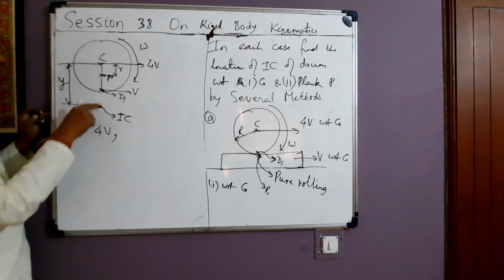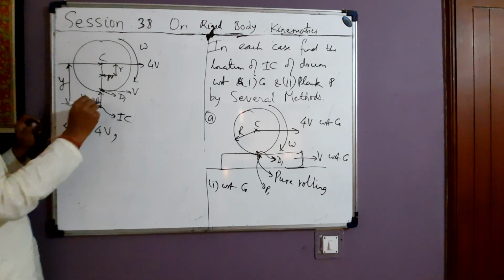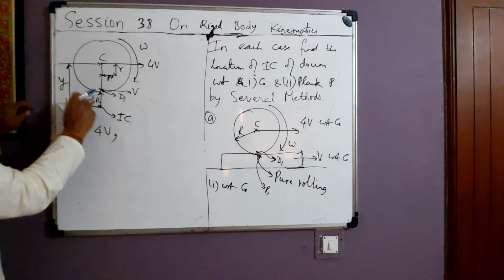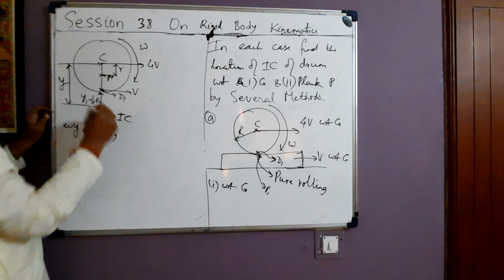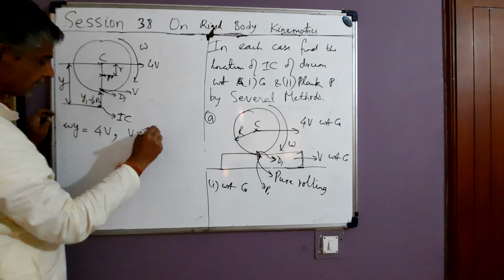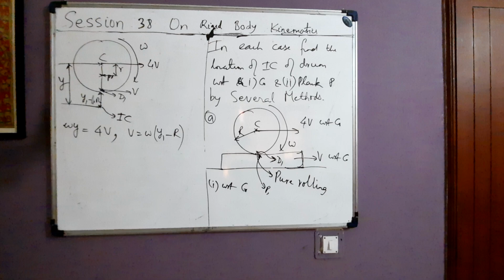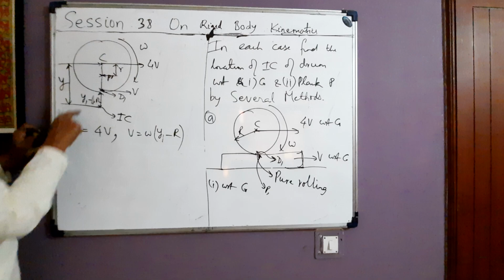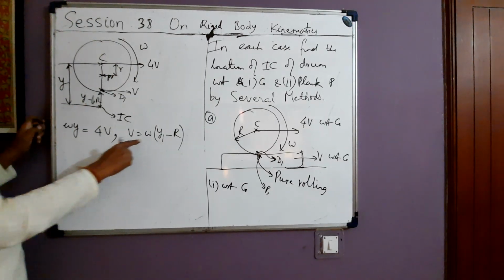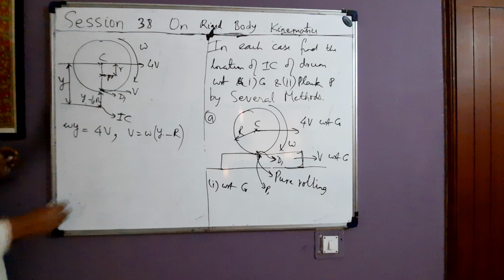And the speed of D1 from IC is how much? This distance is Y minus R. This is R, this is Y. So this is Y minus R. So the velocity of D1 is V, equal to omega into Y minus R. That is, omega into (Y minus R) will be equal to V.